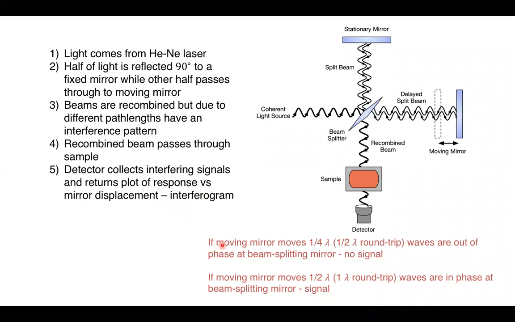So for example, if the moving mirror moves a quarter of a wavelength, so about a half a wavelength round trip, waves are out of phase at the beam splitting mirror, and so we get no signal. Now, if the moving mirror moves a half of a wavelength, so we have 1 wavelength round trip, the waves are in phase at the beam splitting mirror, and thus we get a signal. So this is the concept of what is happening with our interferometer.